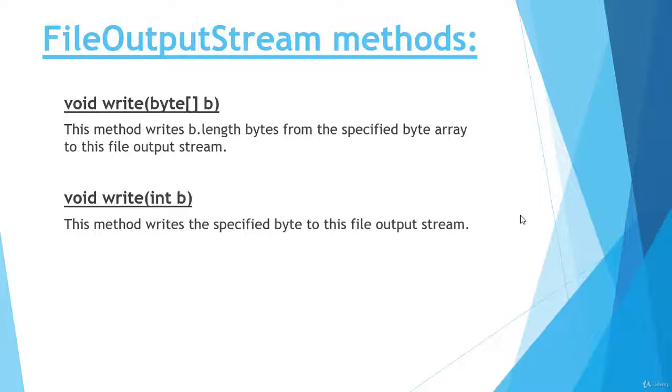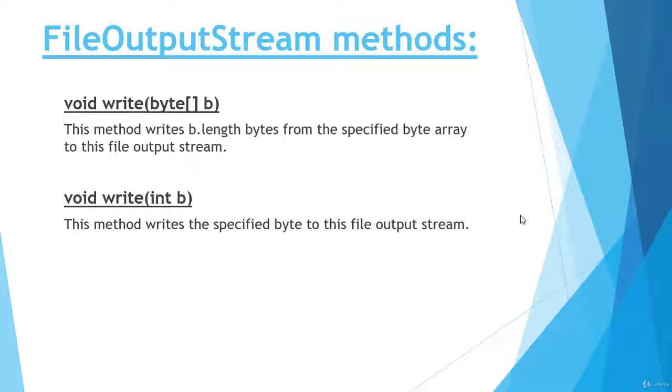Next we have the write method. This method writes b.length bytes from the specified byte array to the FileOutputStream. Now this b is the array of the byte data type. So this method writes the bytes in the file, with the length of b.length, which is the length of that array. Next we have the write method again, which is the overloaded version of this write function. This method writes the specified byte to this FileOutputStream. If we want to write a specific byte in the file, we use this version of the write method.